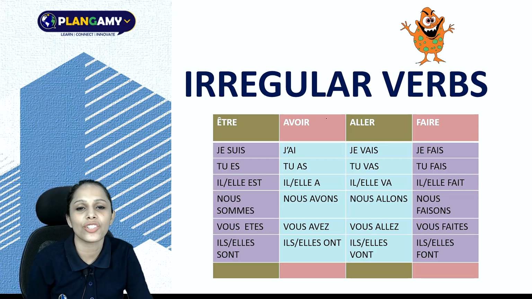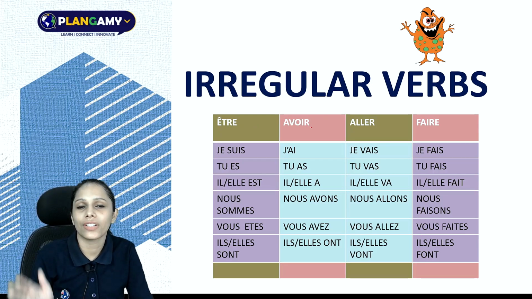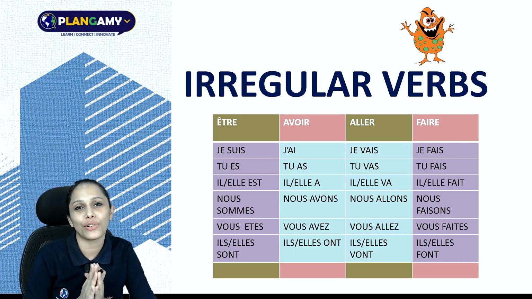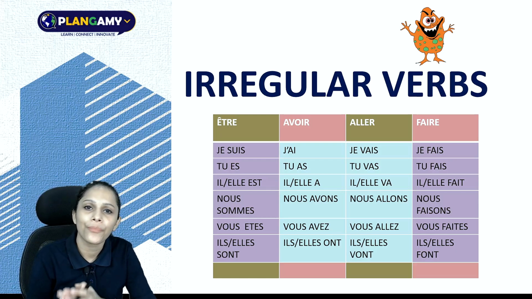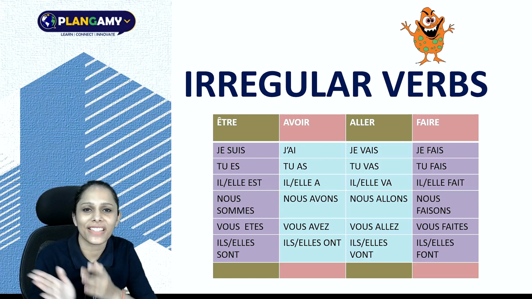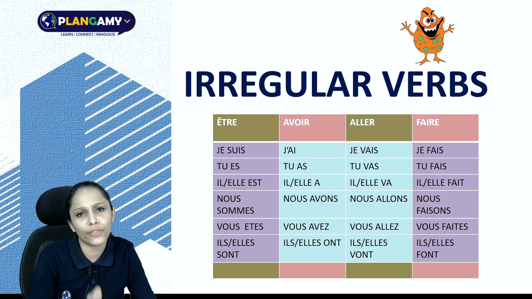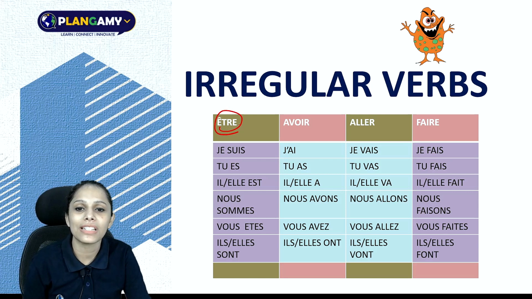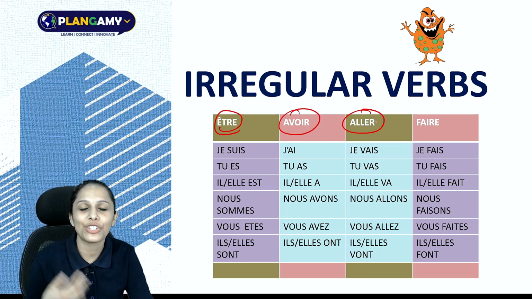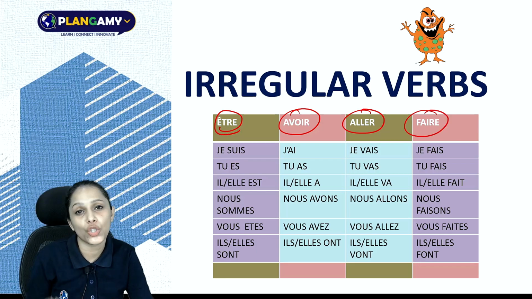Now, there are some irregular groups of verbs. I have mentioned only 4. However, there are plenty of irregular verbs that you have to learn. You cannot follow the same rule, that is, you will remove the R and you will add the endings, that is E, ES and so on. For these irregular groups of verbs, you have to learn them. Now, être means to be, avoir means to have, aller means to go, faire means to do.